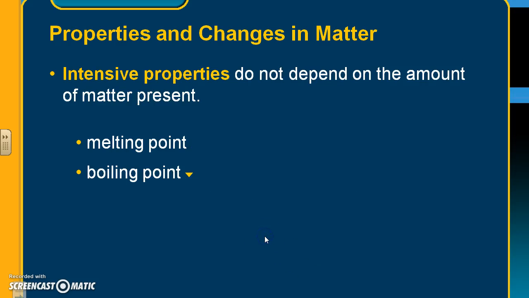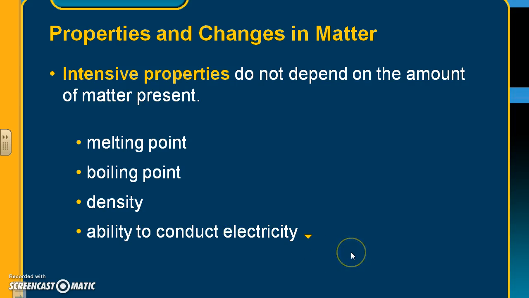Intensive properties, then, do not depend on the amount of matter present, and the melting point, the boiling point, and the density are all three intensive properties. Melting point: it does not matter how much ice you have, it always melts at 0 degrees Celsius. Boiling point: no matter how much water you have, it will always boil at 100 degrees Celsius. Density: you can have a little piece of lead or a great big piece of lead. It has the same density. So those are all properties that are intensive.